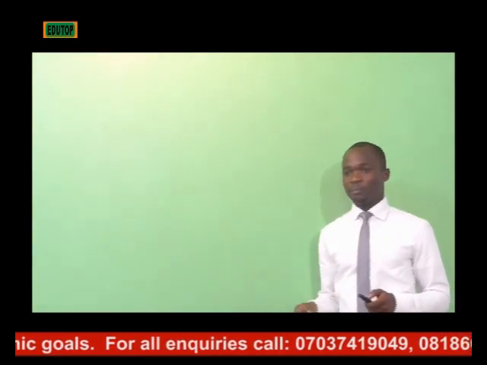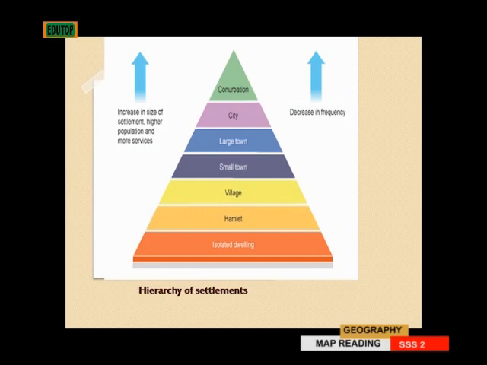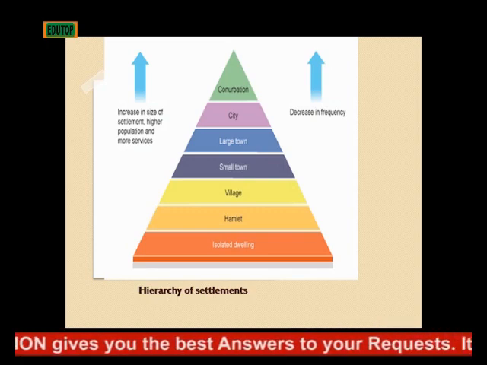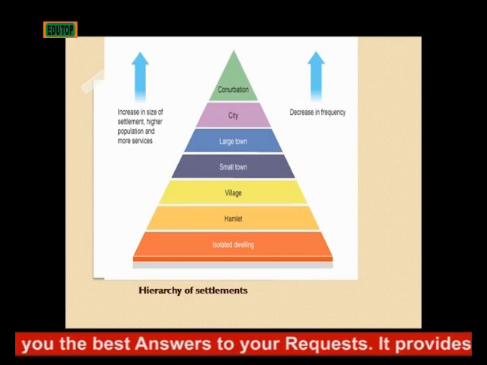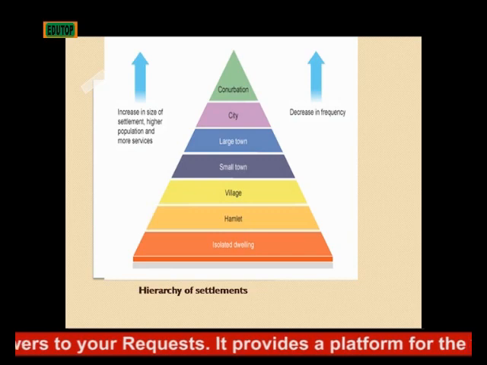Now, looking at settlement from the urban to the rural, that's what we call the hierarchy of settlement. You can see the hierarchy of settlement from this illustration here, starting from the isolated dwelling, the hamlet, the village, the small town, to the large town, to the city, and up to the conurbation. So that's the hierarchy of settlement.